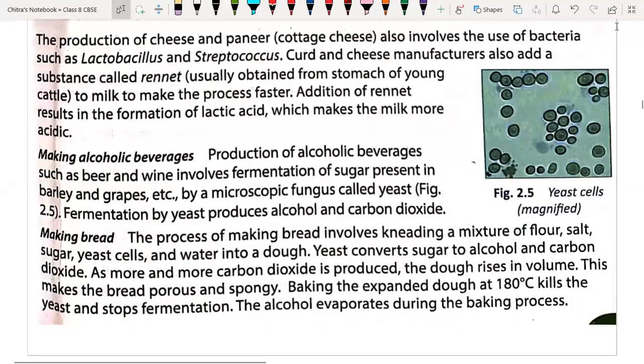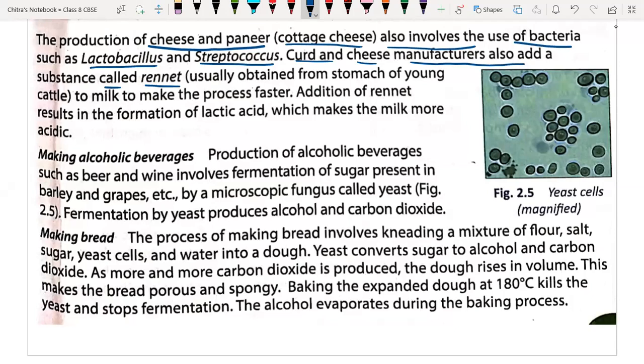Okay, so now we are going to understand which microorganisms are used for cheese and paneer formation. The production of cheese and paneer, which is nothing but cottage cheese, also involves the use of bacteria such as lactobacilli and streptococcus. Curd and cheese manufacturers also add a substance called rennet, which is usually obtained from the stomach of young cattle, to the milk to make the process faster.